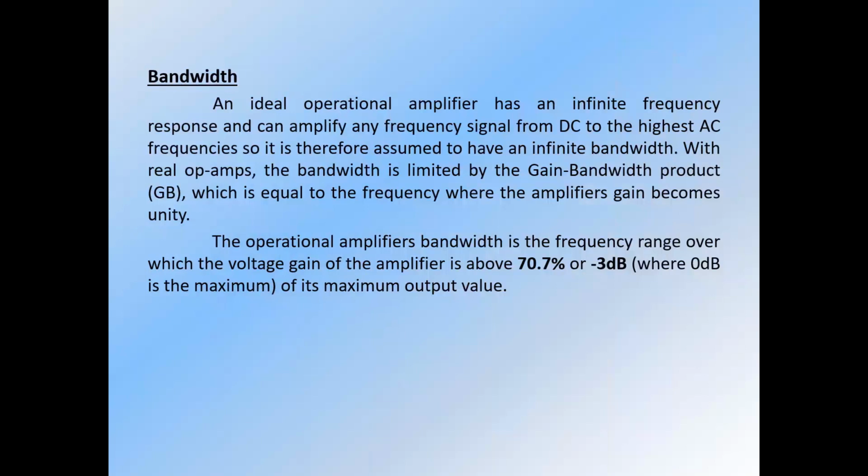Bandwidth. An ideal operational amplifier has an infinite frequency response and can amplify any frequency signal from DC to the highest AC frequencies, so it is assumed to have infinite bandwidth. With real op-amps, the bandwidth is limited by the gain bandwidth product, which is equal to the frequency where the amplifier's gain becomes unity. The operational amplifier's bandwidth is the frequency range over which the voltage gain of the amplifier is above 70.7% or minus 3 dB of its maximum output value.